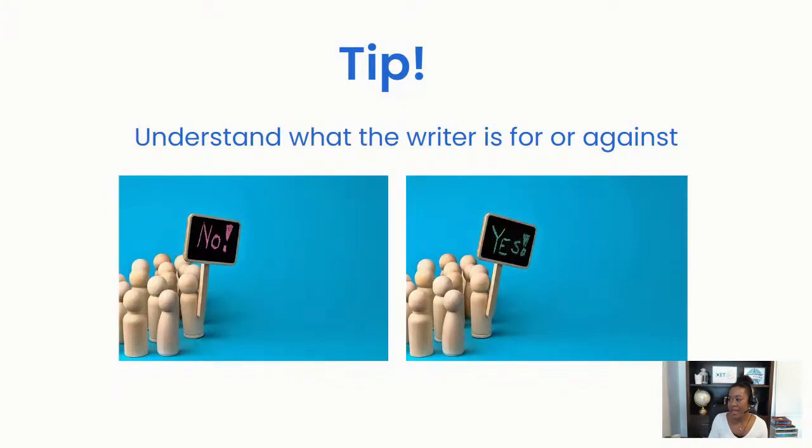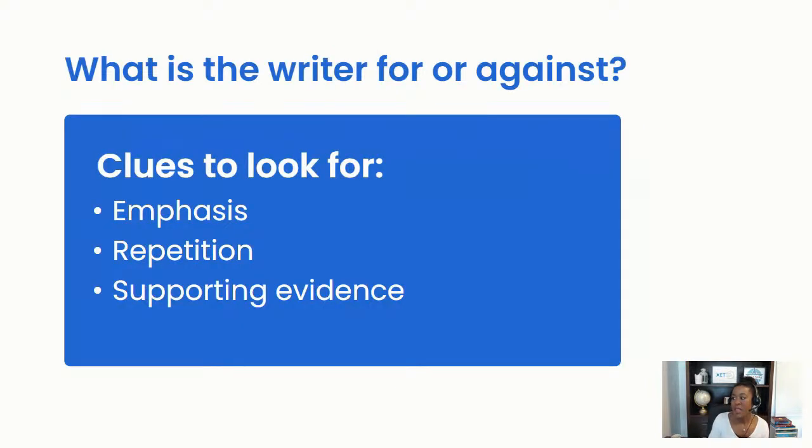Excellent. So here's a little bonus tip. It's also good as you're reading to try and think, what is the writer for? What are they against? That's just another way you can try and understand what the writer's opinion might be. Are they saying, no, I'm against this? Or are they saying, yes, I'm for this? Just something else to think about.